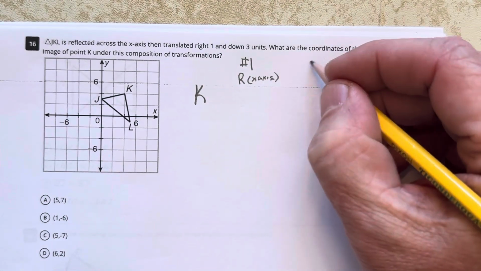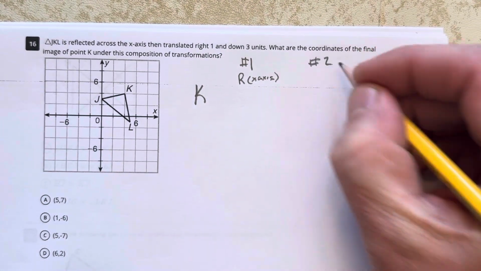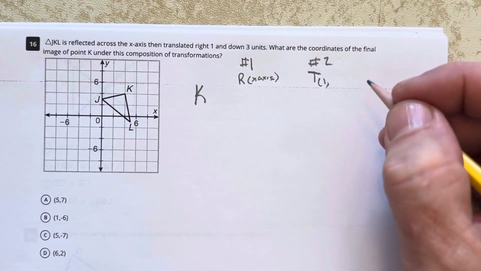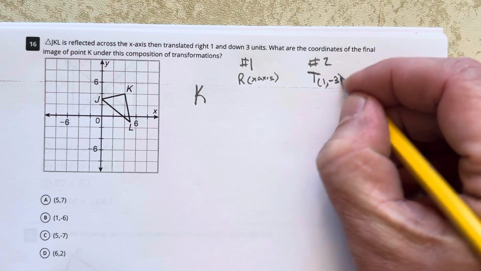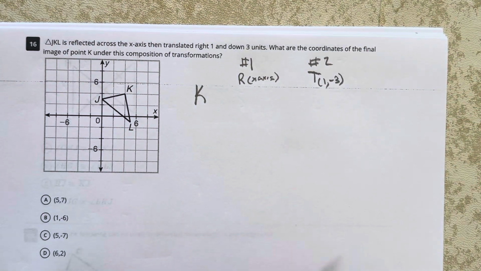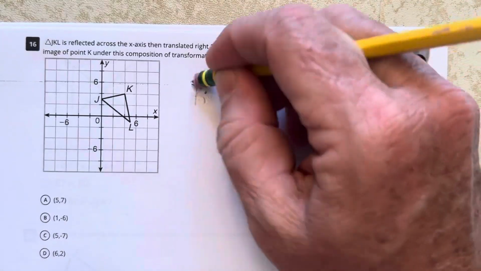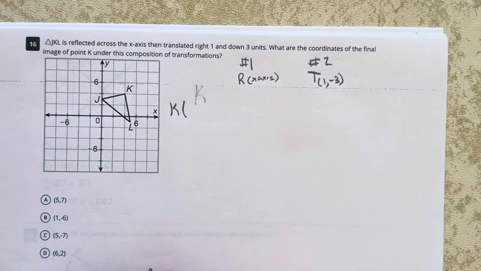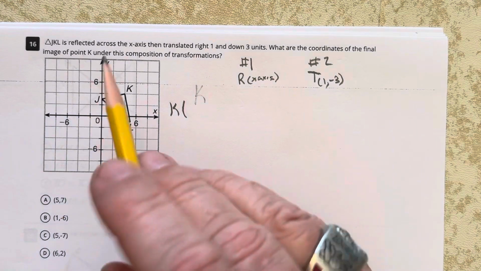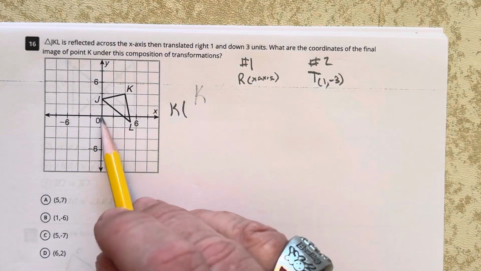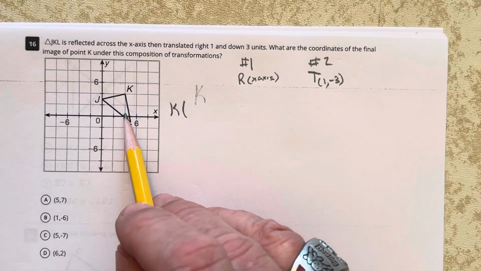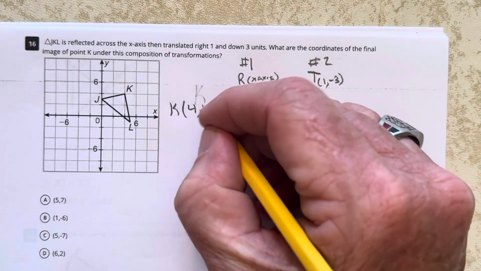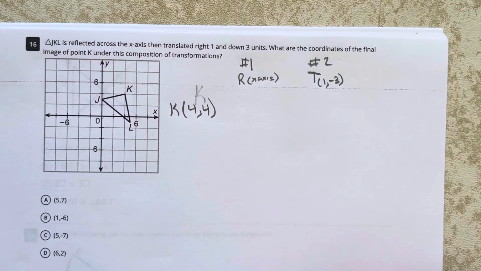Okay? And then movement number 2 over here, it's a translation, and we're going to go right 1, so that's a positive 1, and we're going to go down 3. So down 3, okay? So we need to apply the rules to our coordinates. So we're going to start off with K. We're going to find out where K is currently. So currently K is located. Now, caution on this, you'll notice these are counting by 2s. So I go 2, 4, so that's right 4, and then up 2, 4, and over 4, okay?